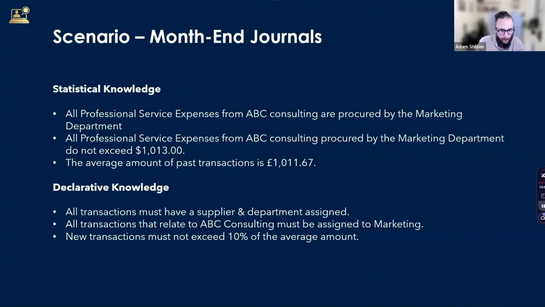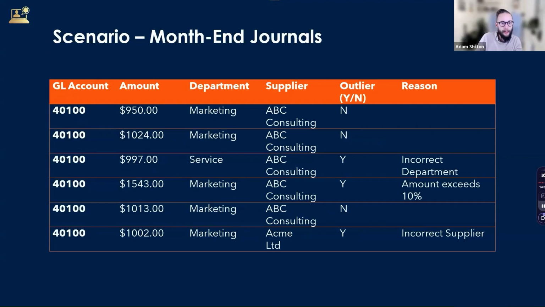And then declarative knowledge, which is part of what you train your algorithm on. So I am declaring that all transactions must have a supplier and a department. I'm declaring that all transactions that relate to ABC must be assigned to marketing, and so on and so forth. So this is where that training comes in. But in using these models and these outliers, we can detect whether something adds up or whether it doesn't.